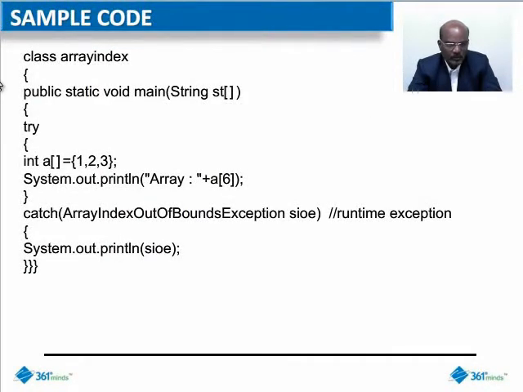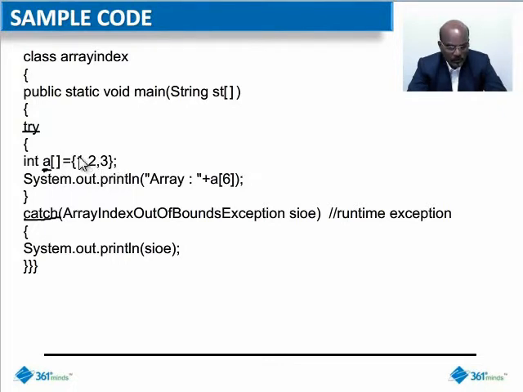Now let's see a sample code for the array index out of bounds exception. I have included a class called ArrayIndex, and in that I have the main method. I have passed a string array, and for catching the exceptions I use the try catch block. Inside the try I am initiating a variable int a, an array variable, and I pass the values 1, 2 and 3.